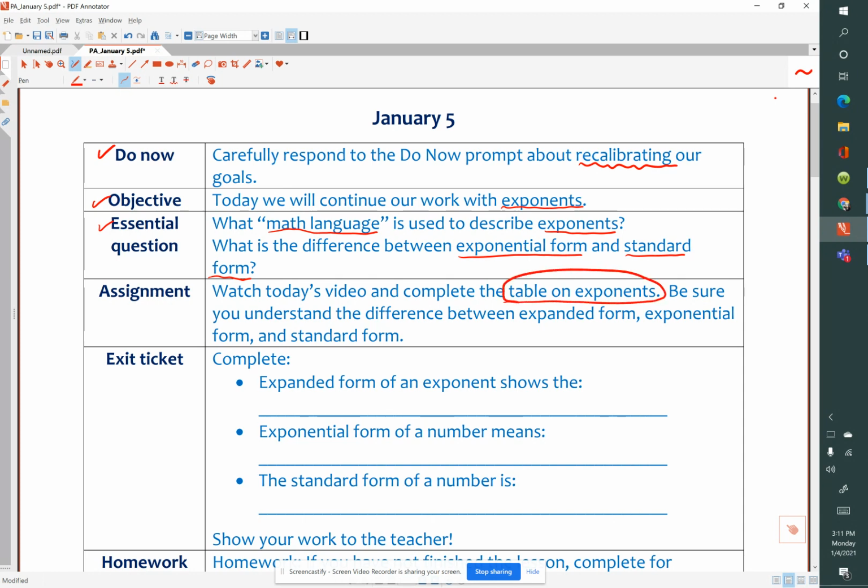And I love tables because they are a quick visual way for us to compare different things. We can compare them and see how they are alike. We can see how they are different. So let's make sure today that you understand the difference between expanded form, exponential form, and standard form. So that is our exit for today. We will look at these three forms, the expanded form, the exponential form, and standard form of a number.